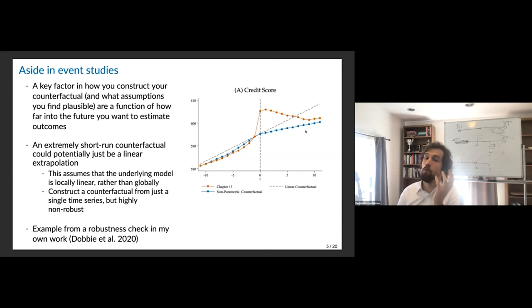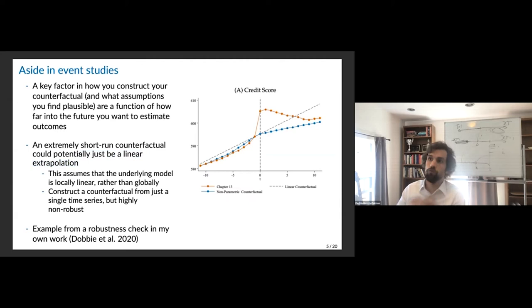Sometimes things are more palatable in very short windows. For example, the parallel trends assumption in a local sense is the idea, and we're going to get into this, that the change in the control group, the non-treated group, you can use to approximate the change in the treated group. It's this idea that you can kind of extrapolate using that control group's change in that local period. And so one way to think about this is the extreme version: one extremely short run counterfactual is just a linear extrapolation.